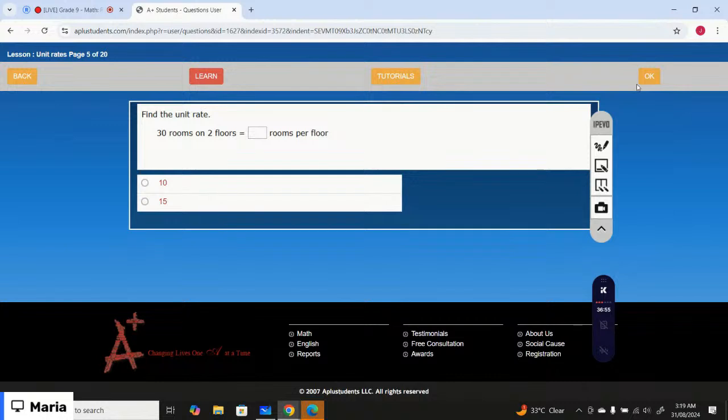The correct option is 15, right? Option number 2 is the correct option. That would be 15 rooms per floor.